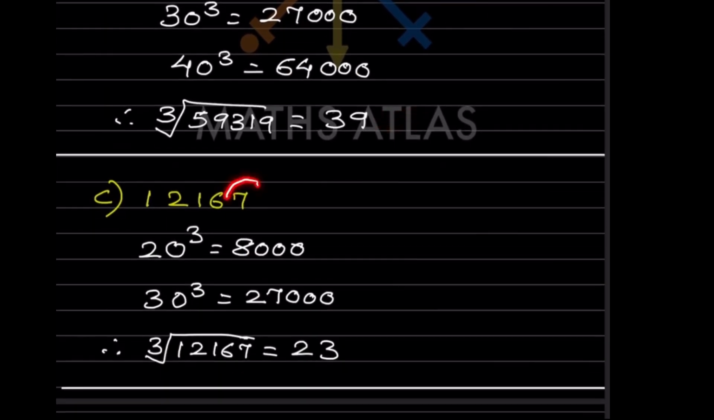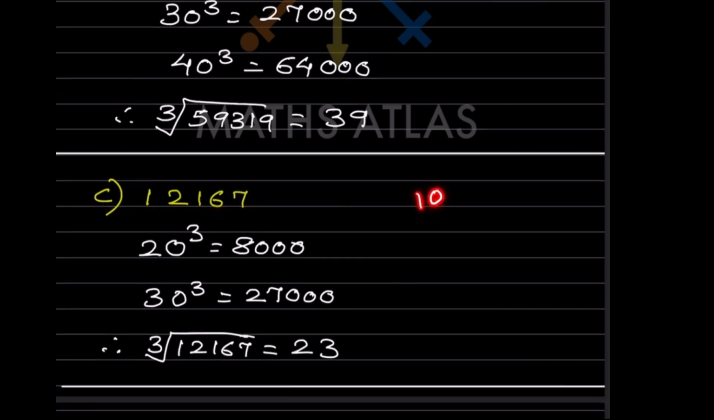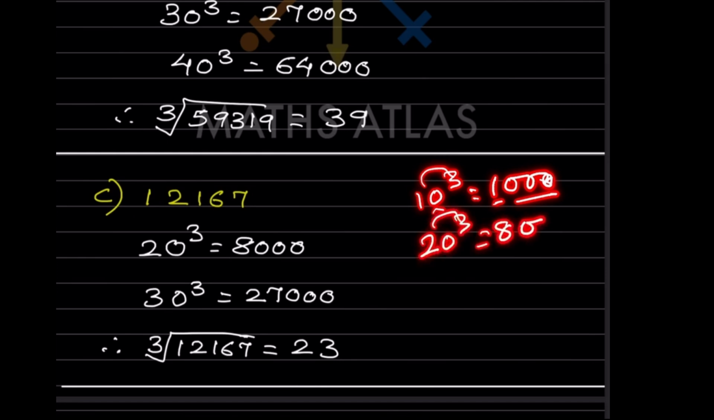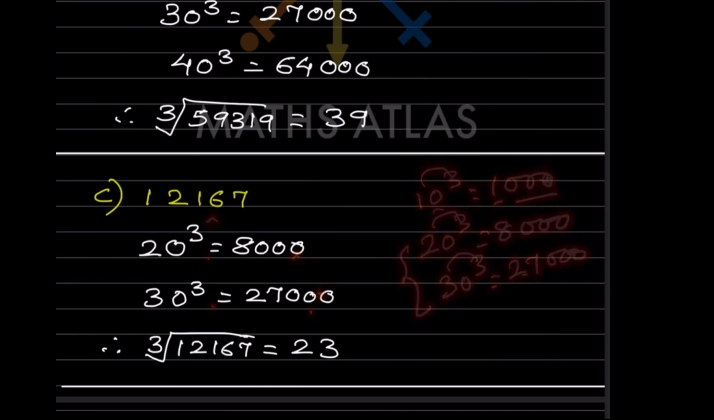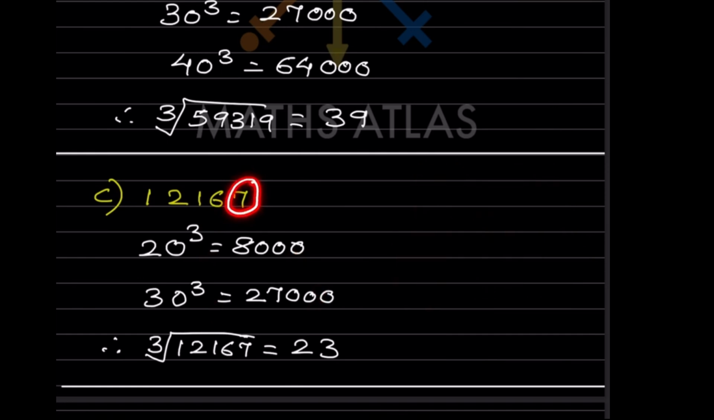Now look at 12,167. Again, 10 cube will be 1000, because 1 cube is 1 and these are 3 zeros. Then 20 cube is 2 cube, that is 8, and these 3 zeros. 30 cube is 27 and these 3 zeros. This number is 12,000, so it should lie between 20 and 30. 20 cube is 8,000 and 30 cube is 27,000. Now you are going to concentrate on the unit place digit, that is 7.